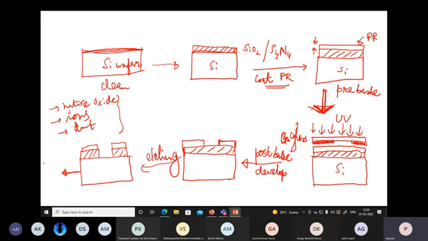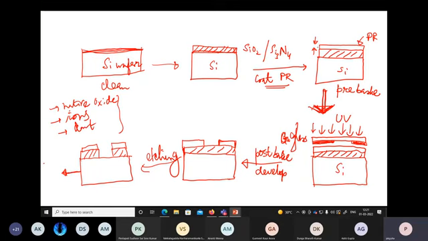So these things you need to remove through cleaning. There are different kinds of cleaning approaches, for example, piranha cleaning is one approach. Then you oxidize, or you grow an oxide or silicon nitride layer on top of silicon. So this will act as a masking layer.